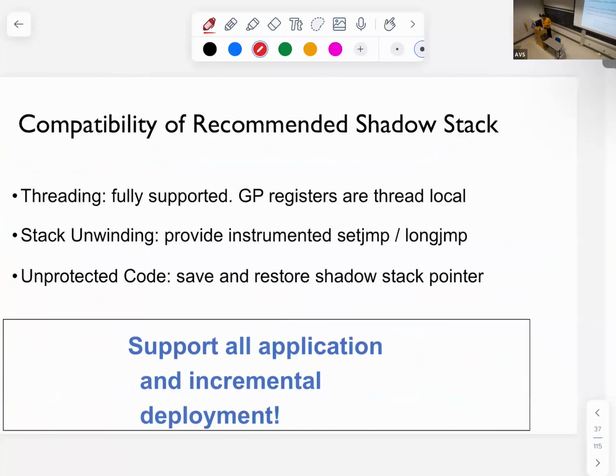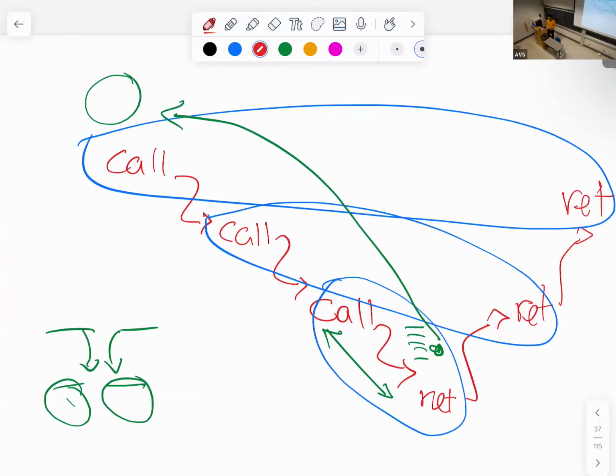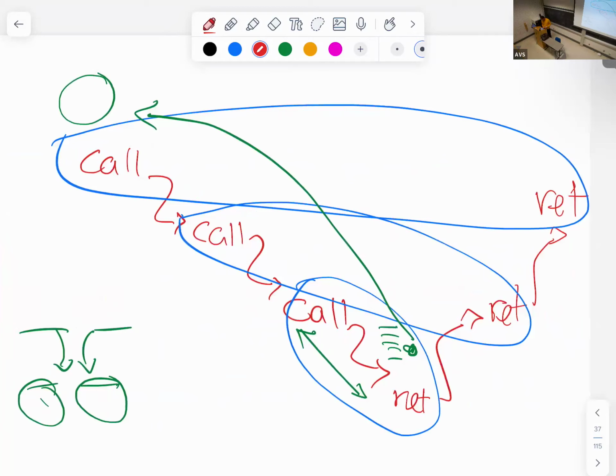So that was mostly it for shadow stacking. We talked about some things like stack unwinding and so on and so forth, and that was basically it for shadow stacking.